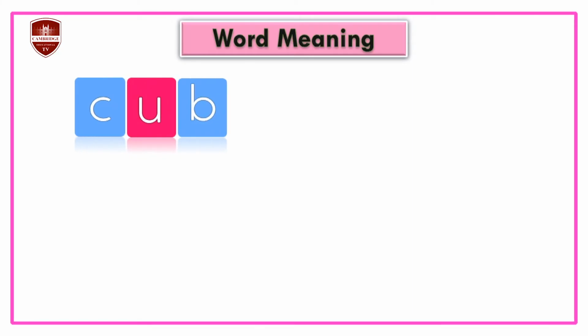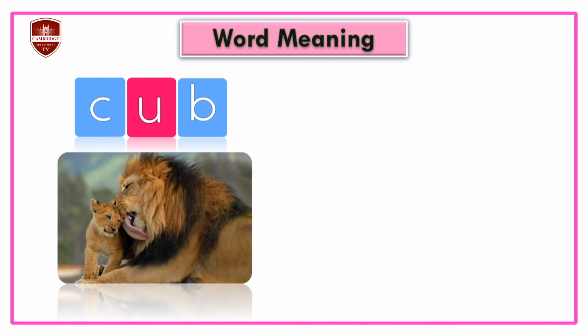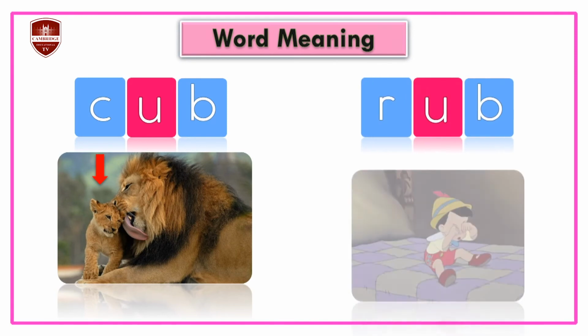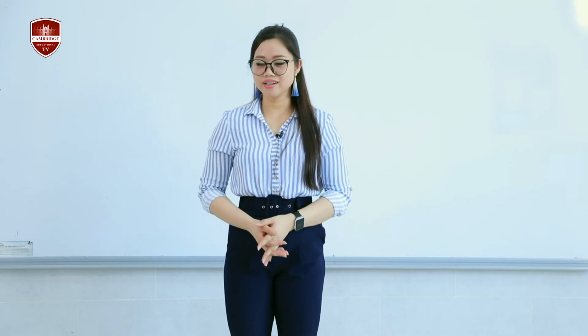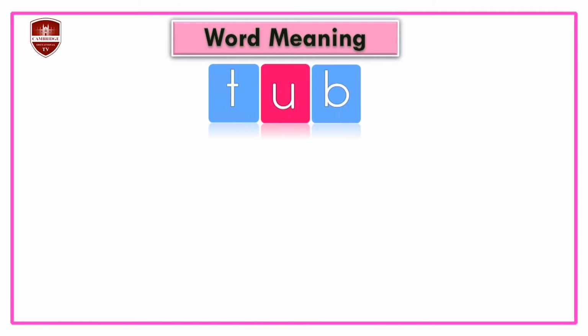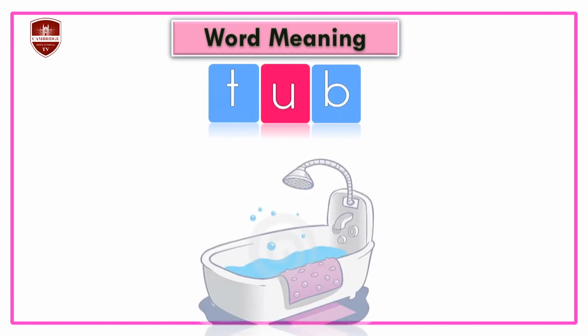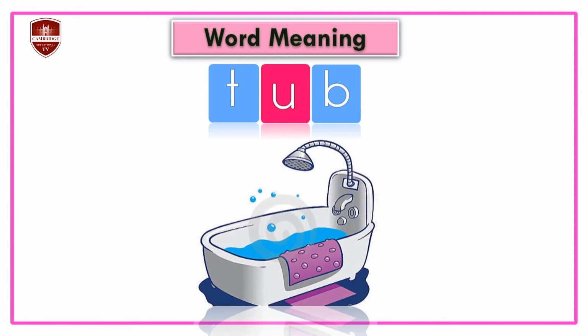Cub. Cub is a baby or a young bear, fox, lion, or other carnivorous mammal. Okay? Rub. Rub is when you try to move your hand back and forth on something or a surface with pressure, you know? When you try to apply something, you rub it on your body, right? The next one is tub. Tub is a container, usually round, used for holding liquid or plants, okay?